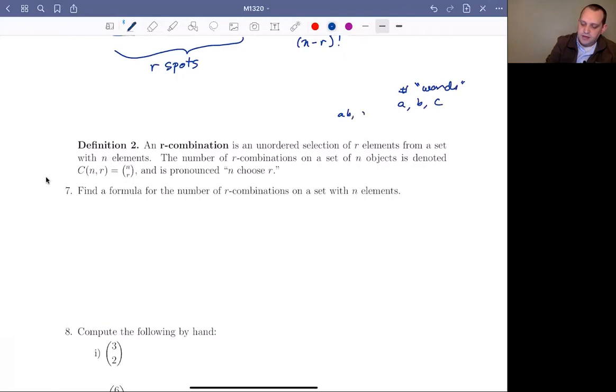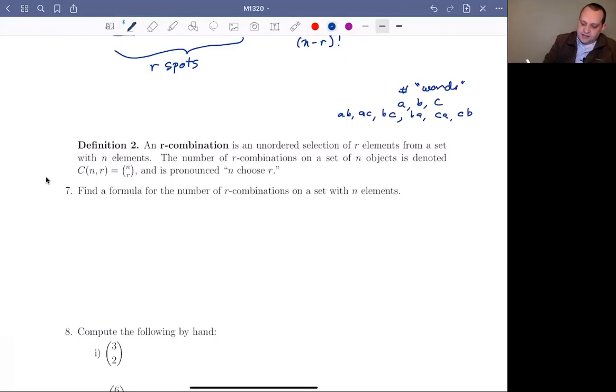You can make AB, AC, BC, BA, and then CA, CB. So those are the 6 words that you could make using just 3 letters. And again, by words, I just mean arrangements of those letters. I don't care if they're actually English words or in a dictionary or whatever, I don't care.